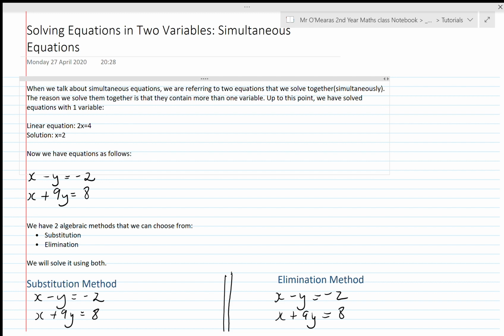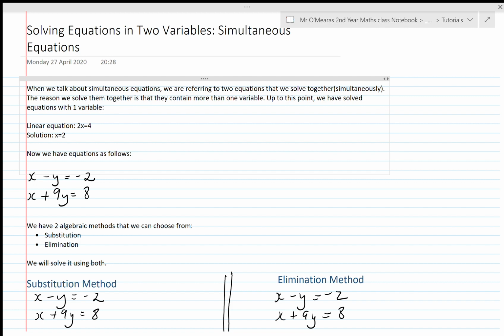Now we'll give you an example here of simultaneous equations: x minus y equals minus 2 and x plus y equals 8. As you can see, we have two variables, two unknowns, x and y.